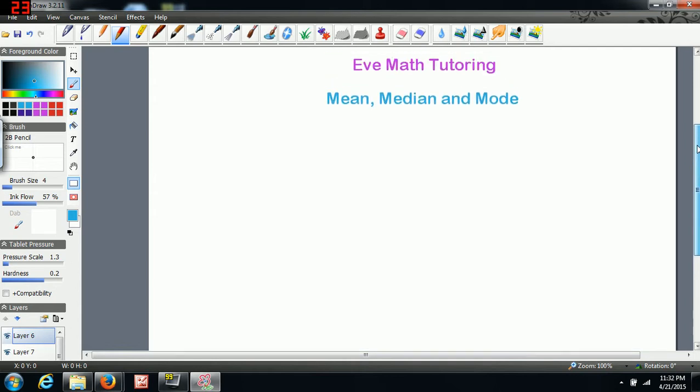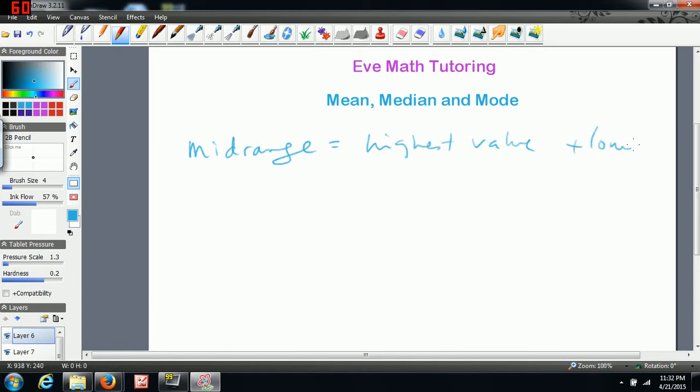I just want to cover one more thing here. Sometimes when you have measures of center, you're also asked to find the mid-range of your data. So I'm going to go over mid-range as well. The mid-range is just, you take the highest value plus the lowest value and you divide by 2.